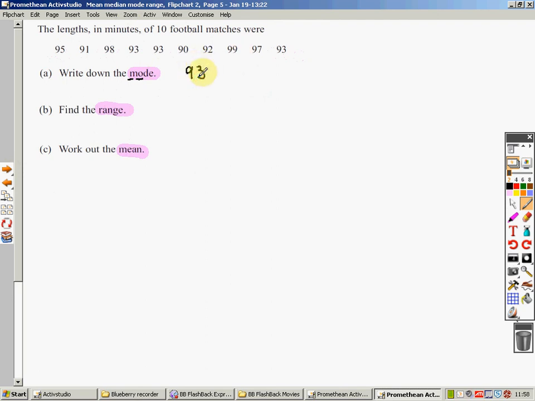Okay, the range is the highest, subtract the lowest. So the highest number here, 98 is my highest at the moment. I've got a 99. 99, subtract, look for my lowest. 91 is my lowest. 90 is now my lowest. There are none in the 80s, so it's 90.